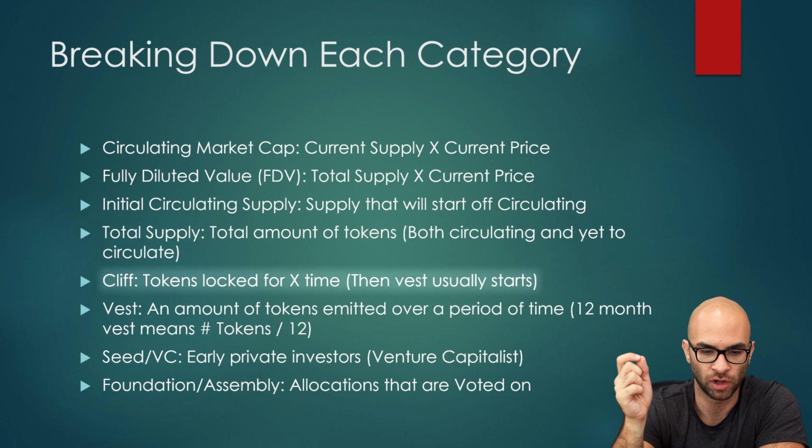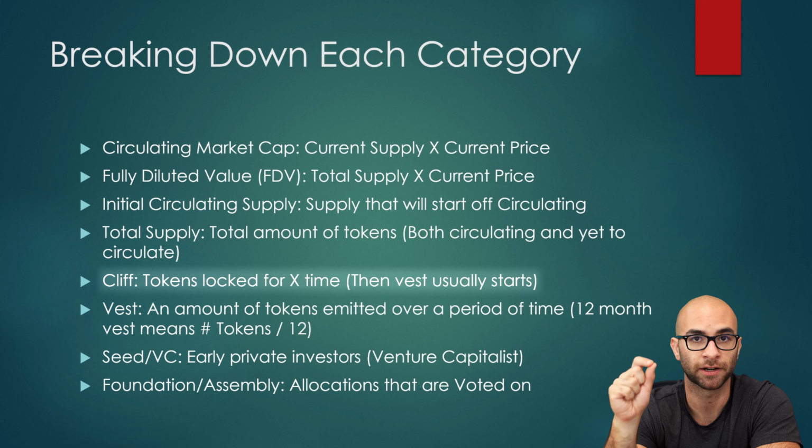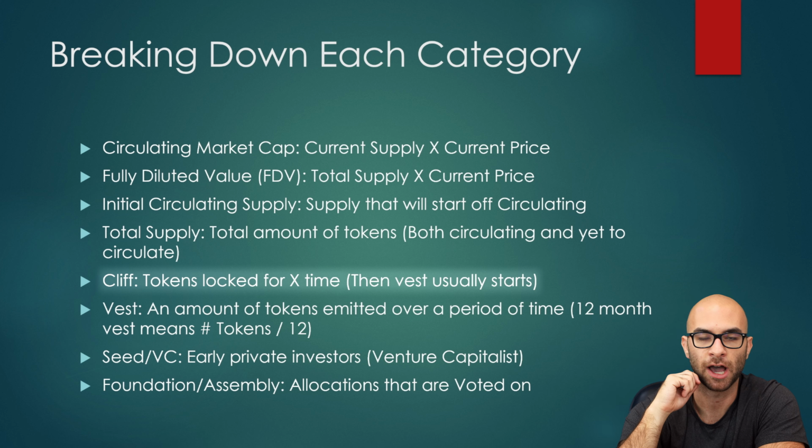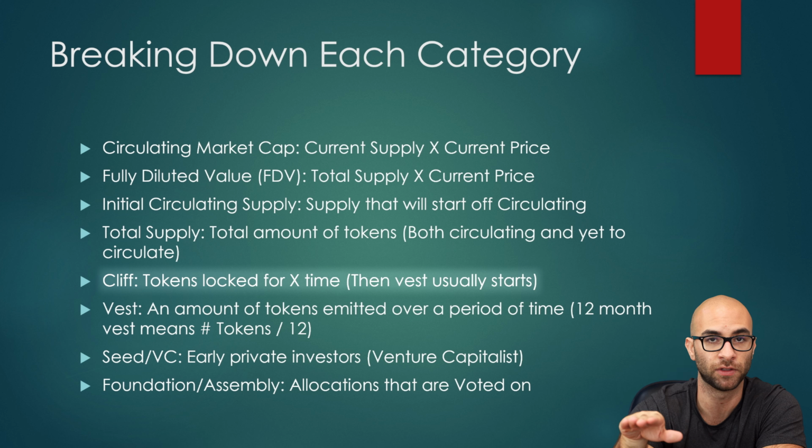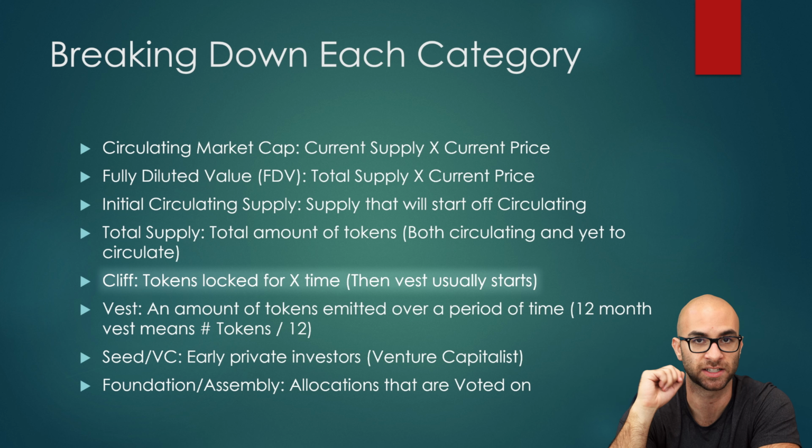If you hear the word cliff, that means that the tokens are locked for that amount of time. So you'll commonly see a 6-month cliff or a 1-year cliff. This means that all of those tokens that are allocated to that specific allocation are not going to be unlocked at all until that cliff ends.